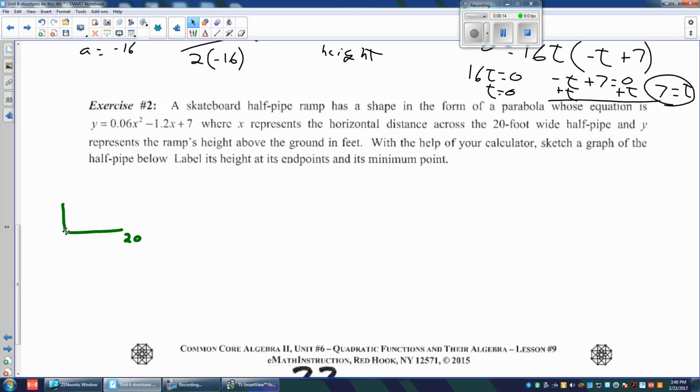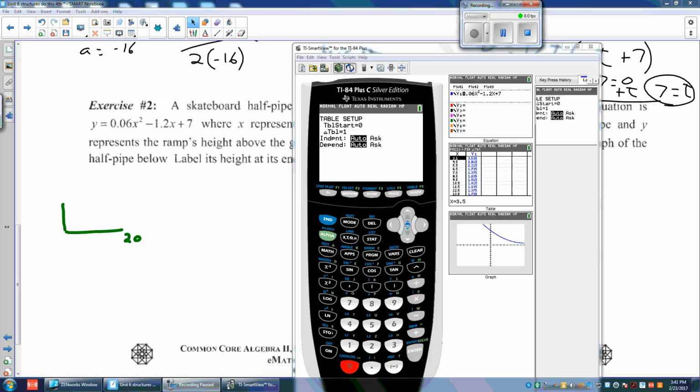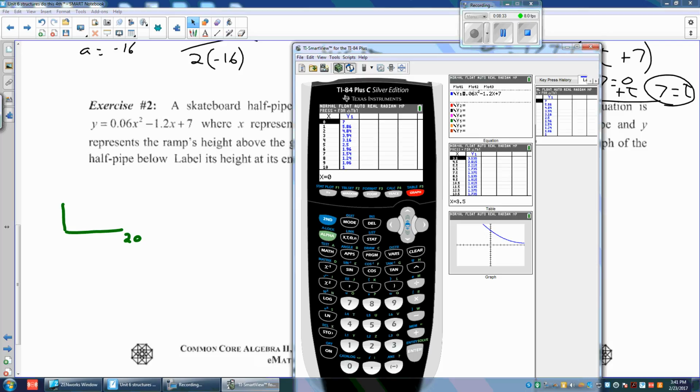With the help of your calculator, sketch a graph of the half pipe below. Label its height and its endpoints with a minimum point. Grab our calculator. I know that I'm going to start at 0, so I went to the table setup, second table set, and start at 0. Now let's take a look at the table. And there it is. We notice that it's going down, down, down. It goes from 7 down to 1.06, then down to 1.